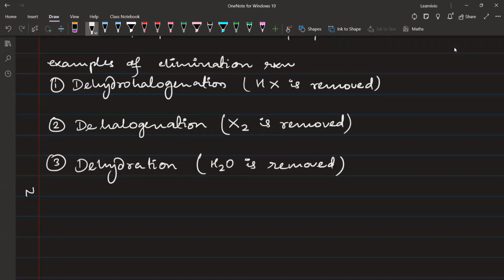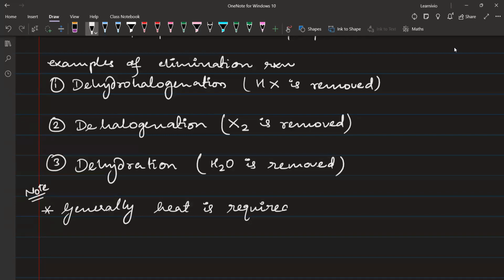You'll write a note also here. Generally, heat is required during the elimination method, elimination reactions.